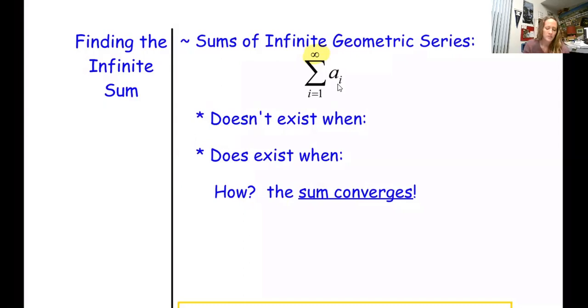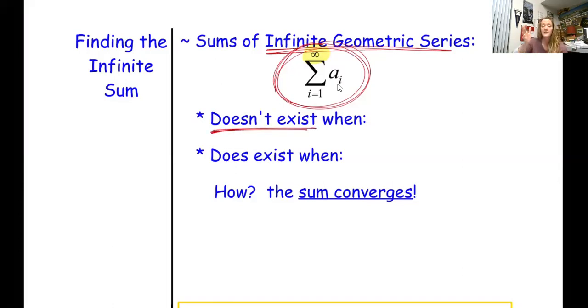So let's go ahead and talk about the concept, and I'll try to illustrate it for you. As far as right now, this says the sum of an infinite geometric series, either a sigma with an infinity on top, or a geometric series that just keeps going, plus dot dot dot, never ending. Sometimes it doesn't exist.